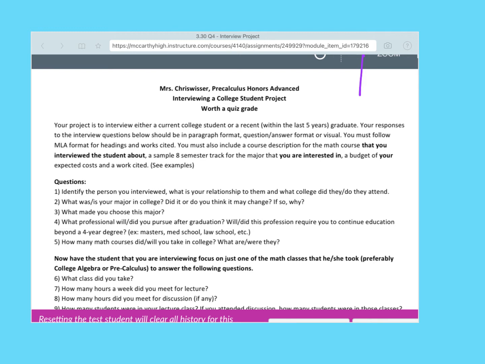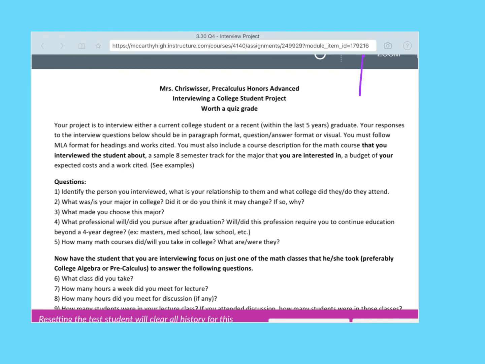You must also include a course description for the math course that you interviewed the student about, a sample 8-semester track for the major that you are interested in, a budget of your expected costs, and a works cited. And again, I have examples of all that stuff.